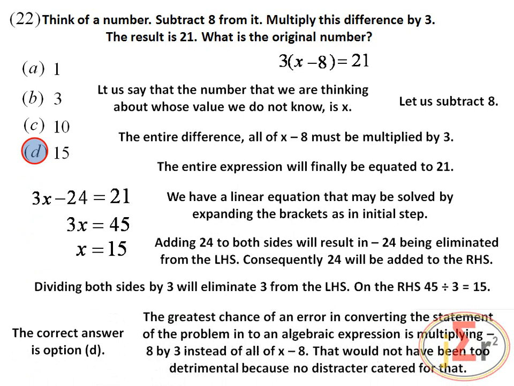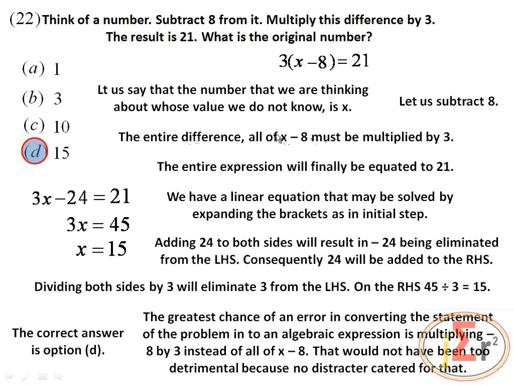The greatest chance of an error in converting the statement of the problem into an algebraic expression is multiplying 8 by 3 instead of all of x minus 8. So instead of multiplying x minus 8 by 3, the biggest mistake that I see that we could have made here is just multiplying only the 8 by 3. That would not have been too detrimental because no distractor catered for that.